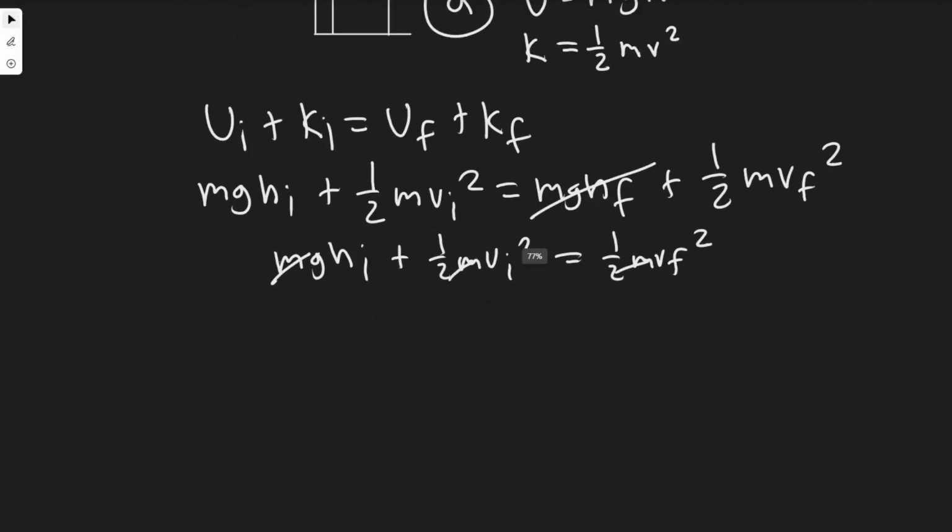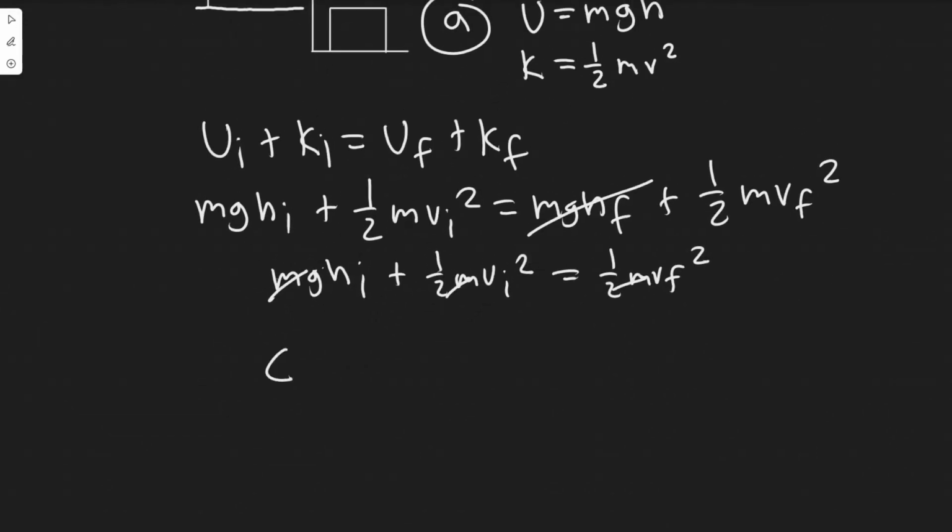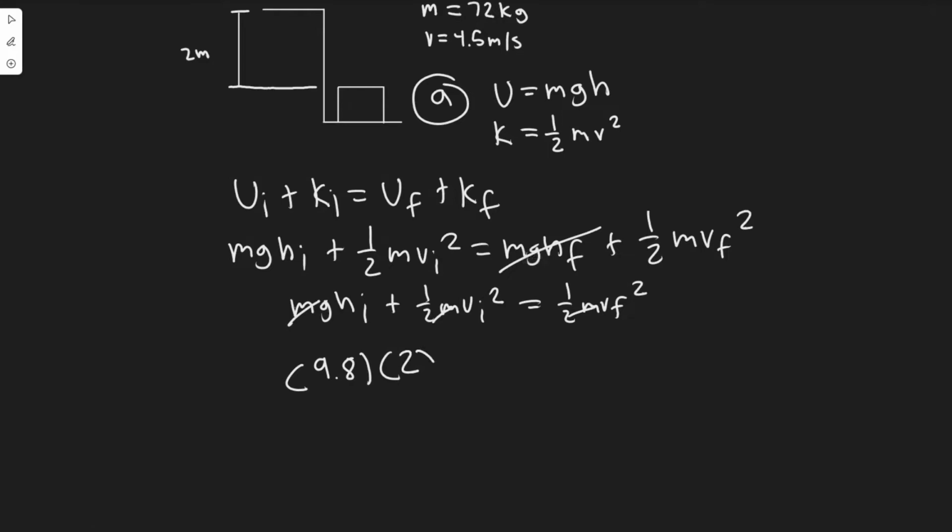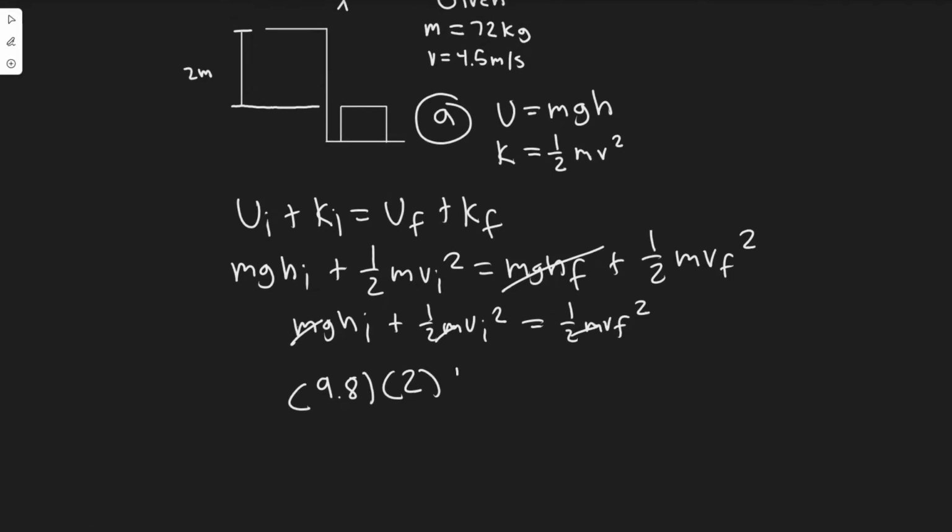So we just have to solve now. So I'm just going to sub it in. So we know g is just a constant, which is 9.8 meters per second squared, times the initial height. So as I said before, that's 2 meters. So that's 2 plus 1/2 his initial velocity squared. So 4.5 squared. And that's going to be equal to 1/2 v final squared. So let me plug this in my calculator now. So 9.8 times 2 plus 0.5 times 4.5 squared. You'll get 29.725.